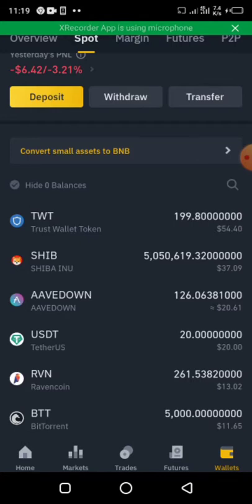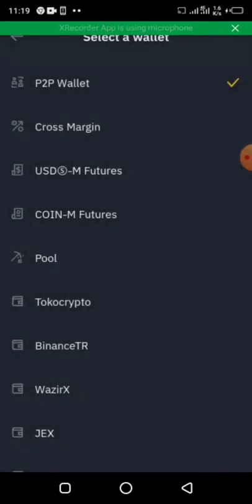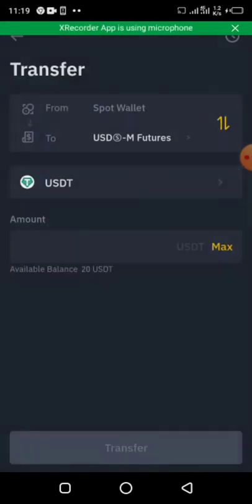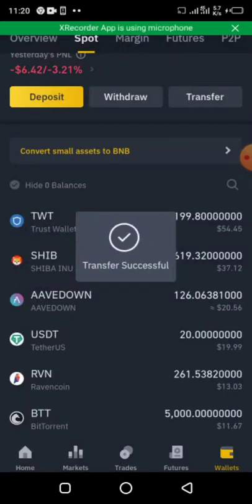So what we're going to do is just click on transfer. From transfer, you can see from spot wallet to P2P. This P2P means peer to peer, but we are not sending to peer to peer, we are sending to futures. So you click on this P2P wallet, you will see P2P, you will see cross margin, you see USDM futures. So we are sending to USDM futures. You can see the logo has changed to USDT now. The maximum I have there is 20 USDT. So I'm transferring the 20 USDT successfully.